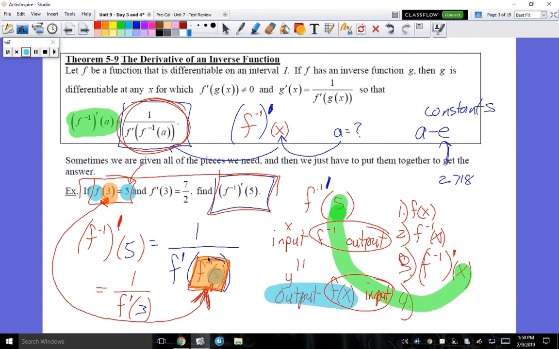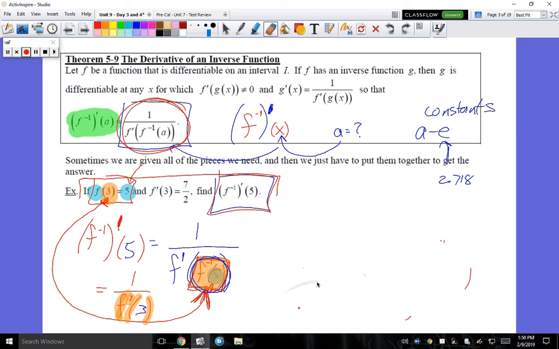Again, what did all this in red say that we were looking for? It was going to yield the output of the inverse, which is the same as the input of the original. So from here it's easy, because all I have to do is take the derivative of f of x, plug 3 into it, and then take the reciprocal. So let's see what pieces we were given.